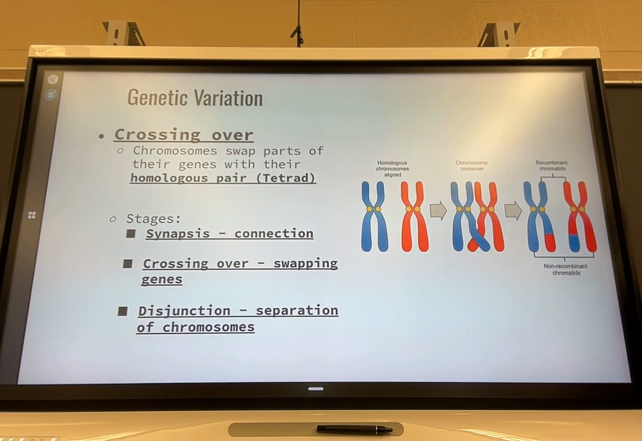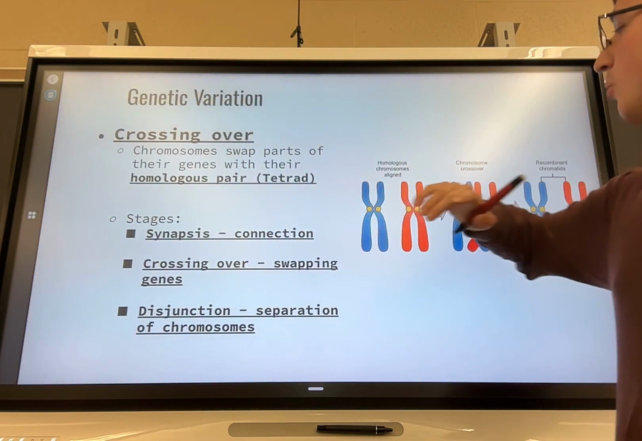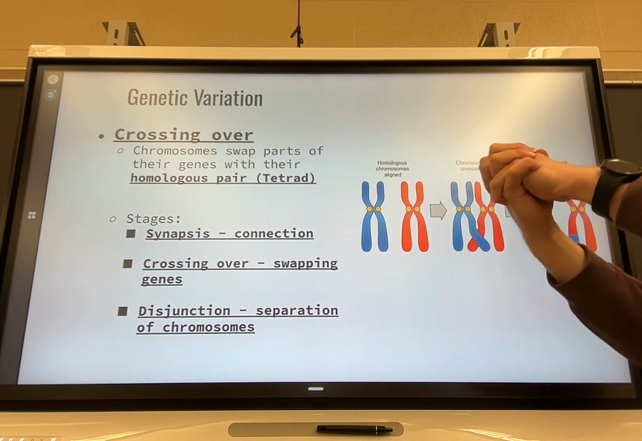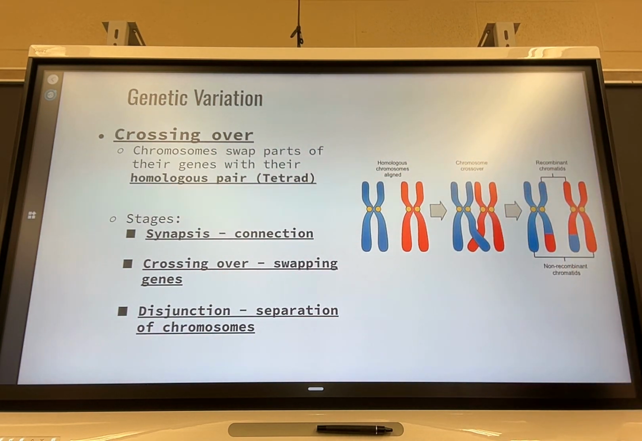These tetrads are going to go through a process called crossing over. This is something we don't see in mitosis. This is where we get the swapping of genes between homologous chromosomes. There are a couple of stages. We start out with synapsis, when our chromosomes actually connect together. They kind of wind around one another. Crossing over itself is the process of swapping their genes.